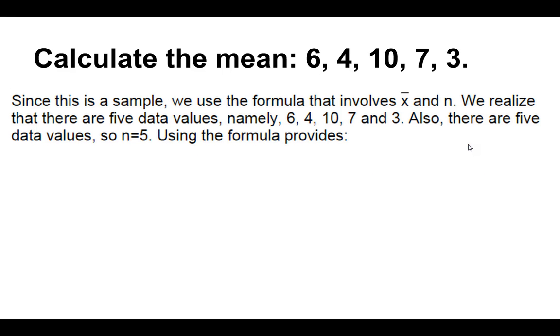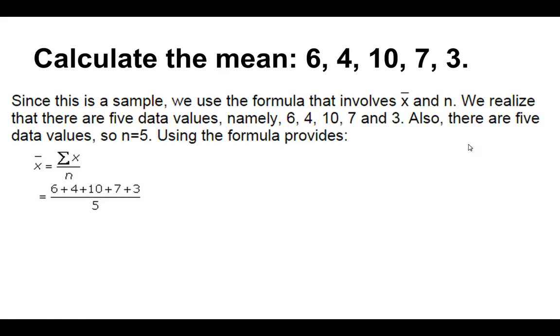So, let's start off with an example. Calculate the mean of 5 numbers: 6, 4, 10, 7, and 3. So, we're told that this is a sample, which means we are going to use the formula that uses x bar and lowercase n. And since we have 5 data values, we also have n equals 5. So, we start off with our sample mean formula. X bar equals the summation of x all over n. And we plug in our values.